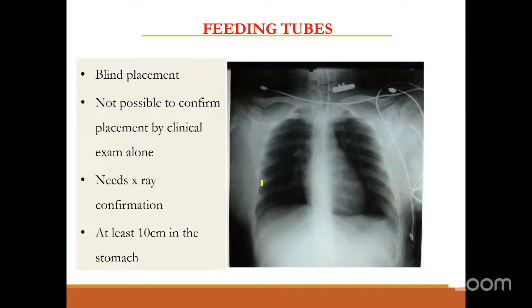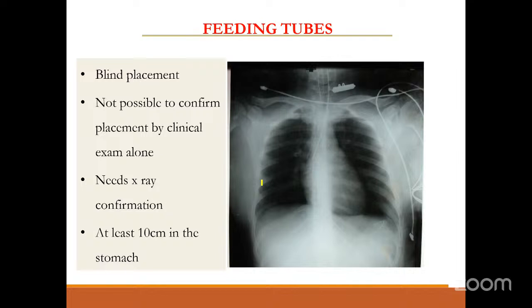Second are the feeding tubes. For the ideal placement, if we are using a nasogastric tube, we need to secure the tube at around 60 centimeters at the nose level. Or if you are using an orogastric tube, we need to fix it at the 50 centimeter level. This assures that the tip of the tube is at least 10 centimeters beyond the esophagogastric junction.